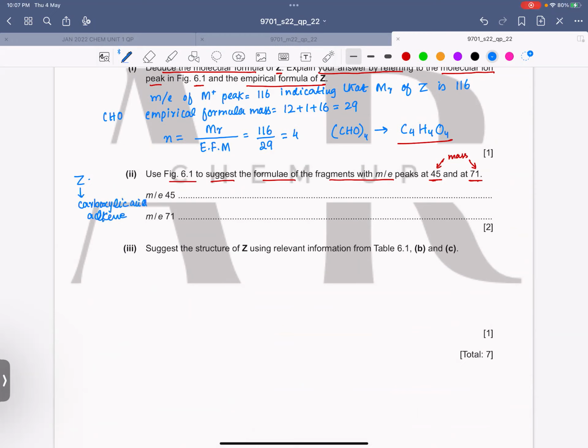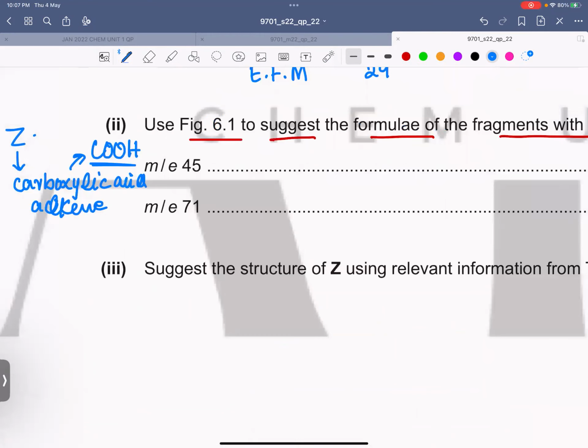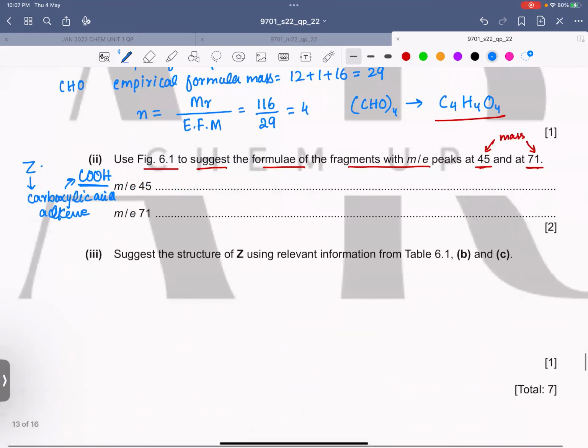Okay. So carboxylic acid is what functional group? COOH, right? So what is the mass of COOH? Can anybody count it? 45. Is it 45? Yes, sir. So it means that at mass over charge 45, the fragment that is formed is basically COOH with a positive charge, because the positive ions are actually detected in mass spectroscopy. Okay.